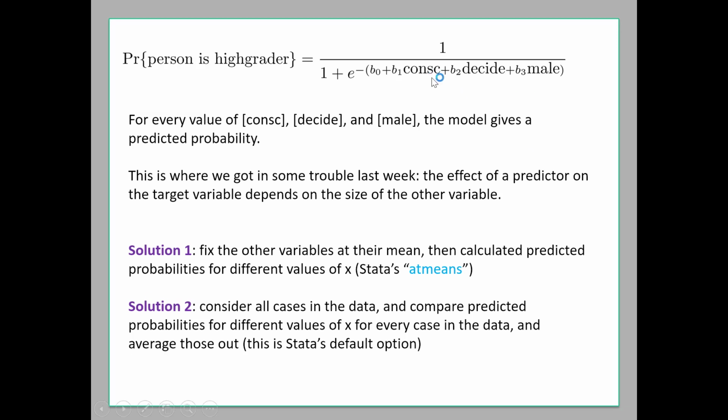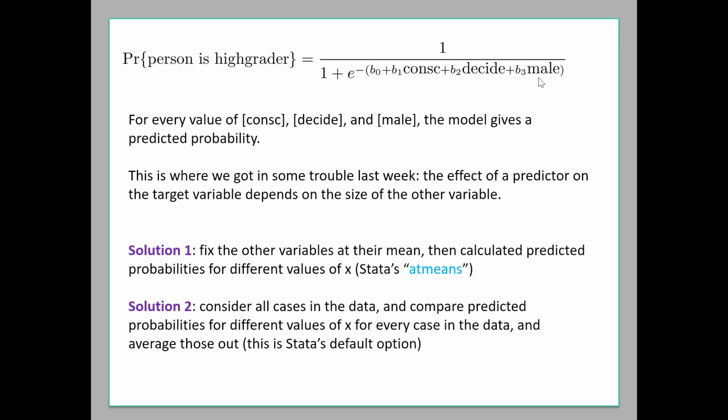Then I have that first part there. These ones I have estimated, B0, B1, B2. Here I plug in the mean of conscientiousness. Here I plug in the mean of decide irrational. And then I only have to calculate the probability twice, once with male equal to 0, once with male equal to 1. And I get my difference in terms of probabilities. That's actually solution 2, and it'll work. It's not the default in Stata, but this will do the trick.